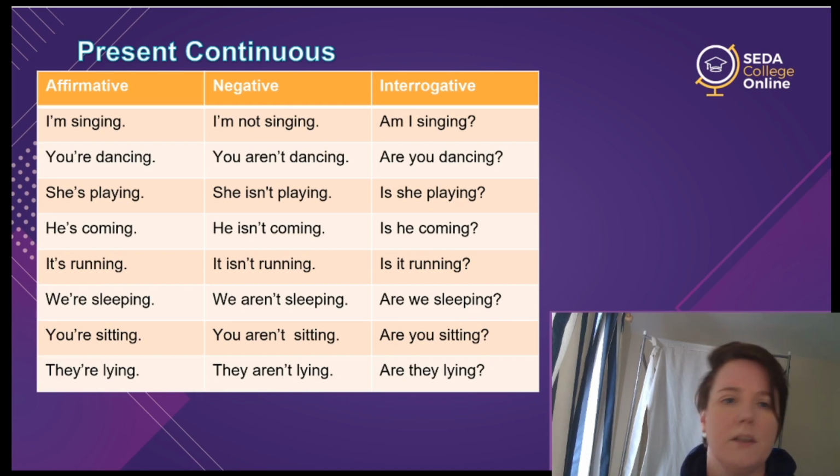Just take a note of the contractions as well, to these. And also remember he, she, it is; you, we, they are; I am. Not I, of course, because that's I am. So just remember, because we did these yesterday, so hopefully they're fresh in your head. Let's move on.